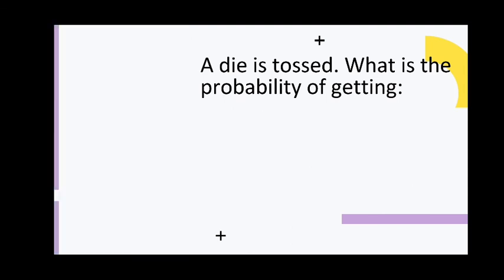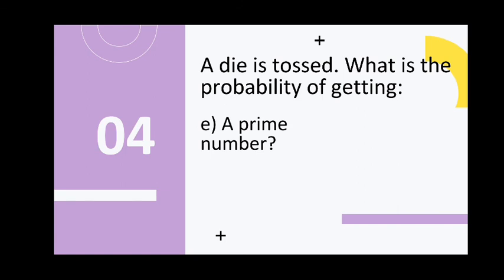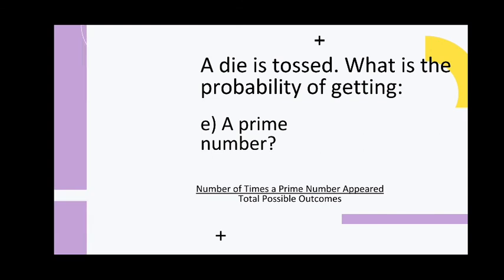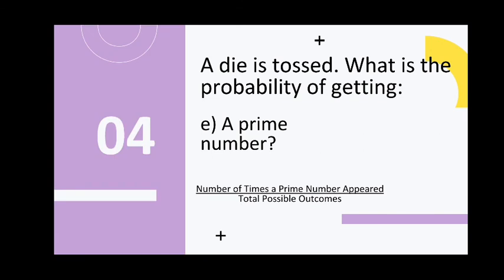Now, what is the probability of getting a prime number? So, ano naman ang prime number? Pag sinabi nating prime number, ang factors niya ay dalawa lang. It's 1 and then yung sarili niya. Okay, now, let's find the number of times a prime number appeared over the total possible outcomes.